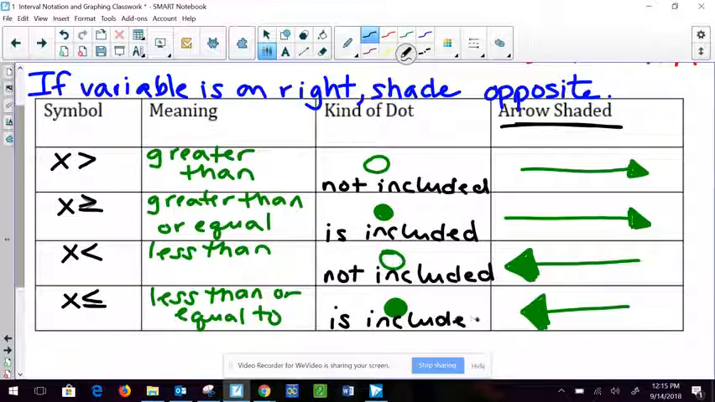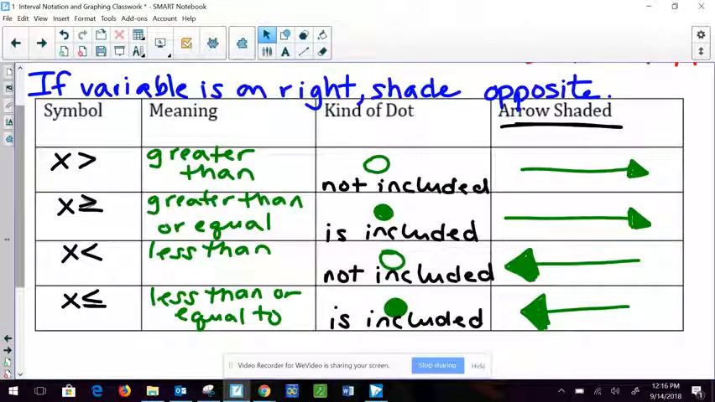So to recap this, if you have a greater than or less than sign with no line underneath it, you use an open circle. If you have a greater than or equal to sign or a less than or equal to sign with a line underneath it, that's when you use a closed circle. We're kind of skipping around your notes a little bit. We're now going to go back to the front side.